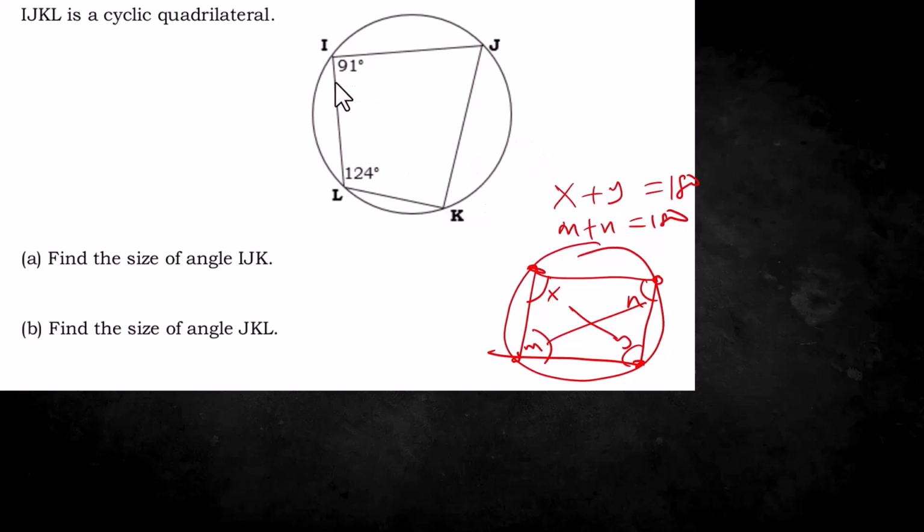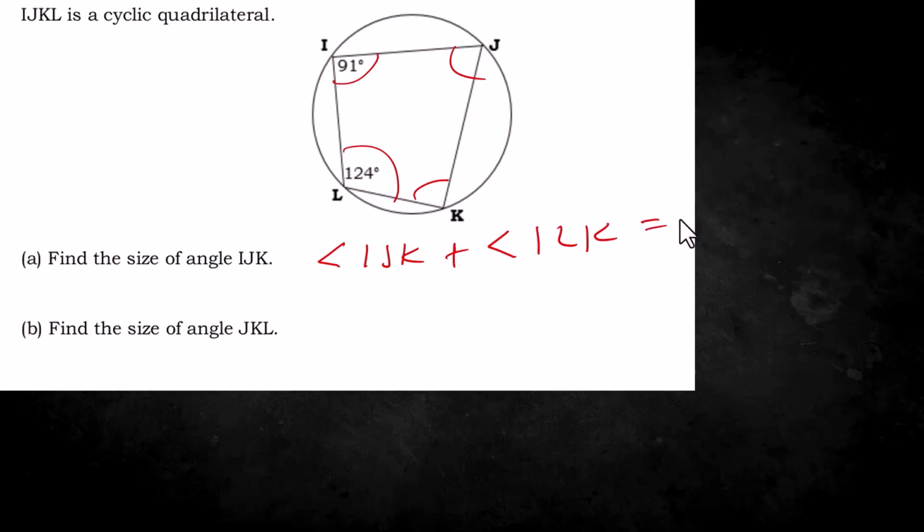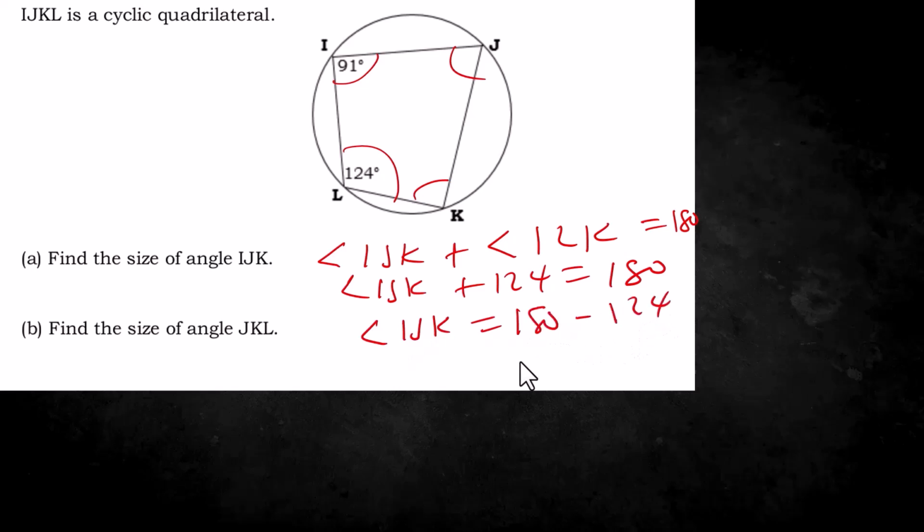Now with the question, we have 91 and this side, 124 and this side. Now the question is demanding IJK. So angle IJK, that is this side, plus angle ILK, that is 124, equals 180. So we have angle IJK plus 124 equals 180. So angle IJK is 180 minus 124, which will be 56. So IJK is 56.